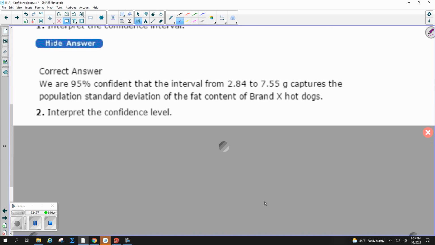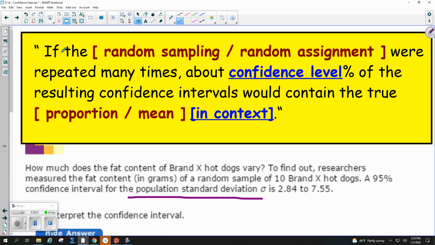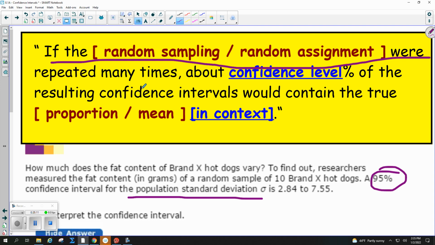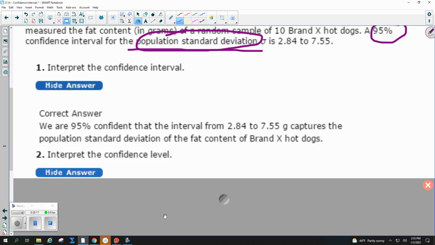All right, interpret the confidence level. So now we're doing this guy right here. So if the random sampling were repeated many times, about 95% of the resulting confidence intervals would contain the true, in this case, standard deviation is what they're talking about for this one.